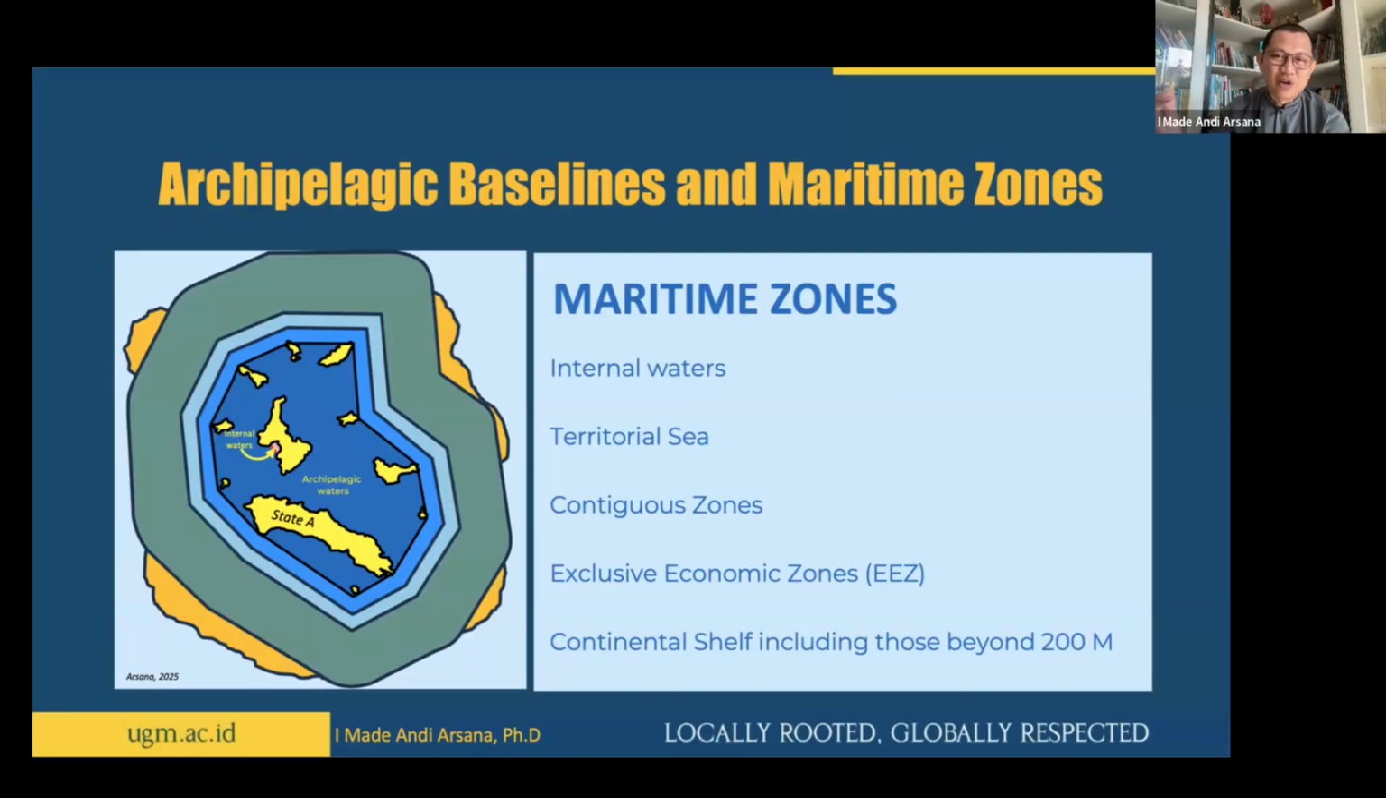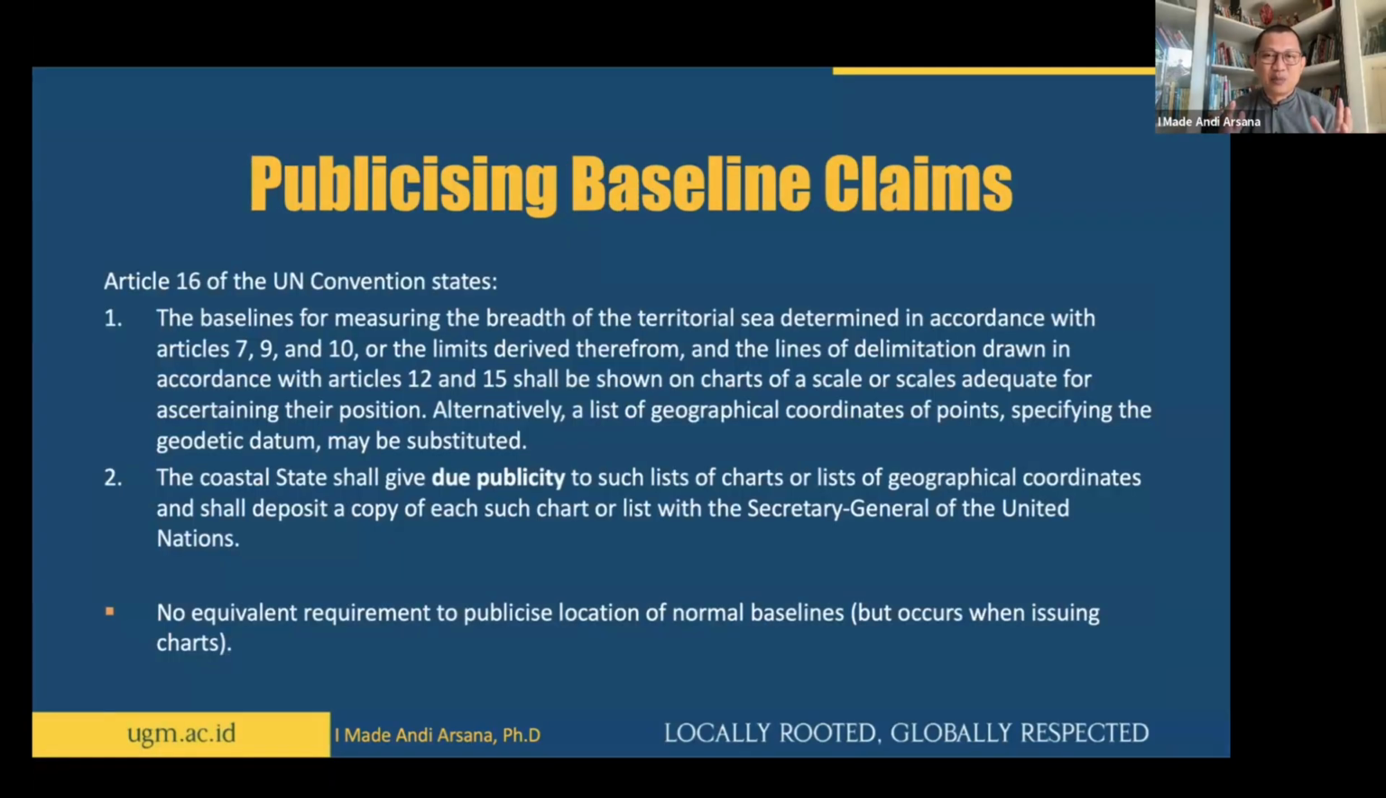So we have covered almost everything. We have covered all the types of baselines from where we measure the maritime area. And the last one, we also learned a lot and in detail about archipelagic baselines, and these are the maritime zones that can be measured from the archipelagic baseline. So internal waters is there, territorial sea, contiguous zone, exclusive economic zone, and continental shelf, including those beyond 200 nautical miles. So when you have designated your baseline already, you cannot just stay quiet.